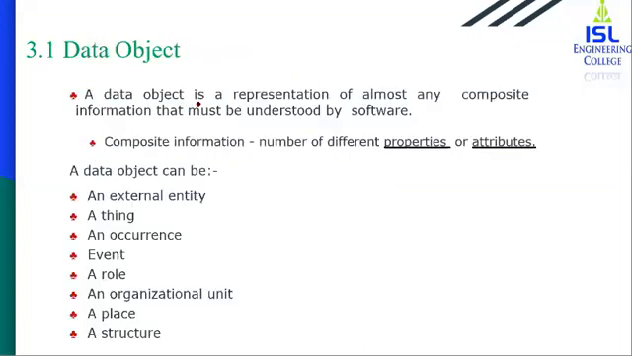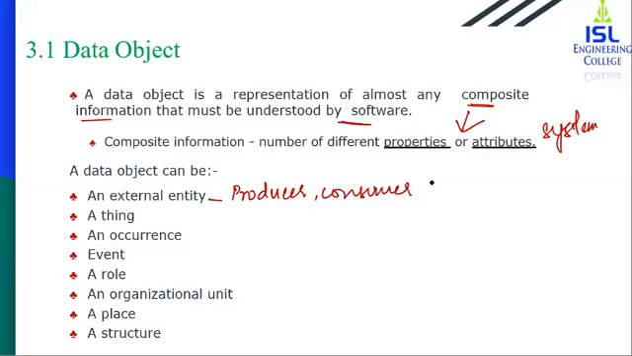Now the definition of data object is: a data object is a representation of almost any composite information. Now what is this composite information? It means the number of different properties or attributes of a particular system. So this data object is going to represent any attributes or properties that can be understood by the software. The attributes and properties that can be understood by humans are different from those the software can understand. Now a data object can be an external entity. An example of an external entity can be either the producer or the consumer of information. The person that is making that information or the person that is making use of that information, those are called your external entities.